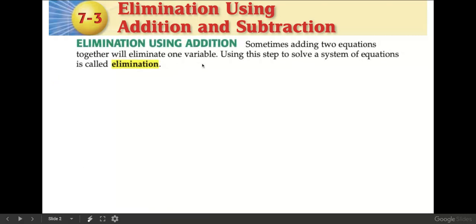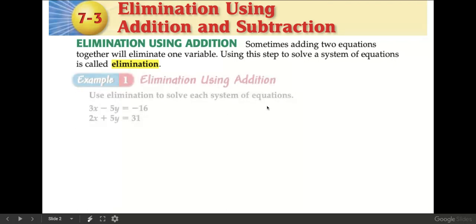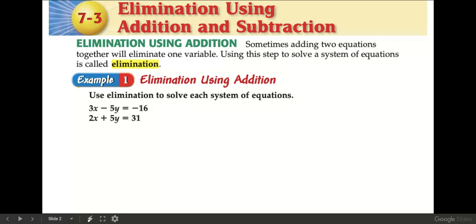So, elimination using addition. Sometimes adding two equations together will eliminate one variable. Using this step to solve a system of equations is called elimination. Last lesson we learned about substitution. Today we're learning about elimination. So let's look at a problem. Example 1 wants us to use elimination by using addition in order to solve each system of equations.